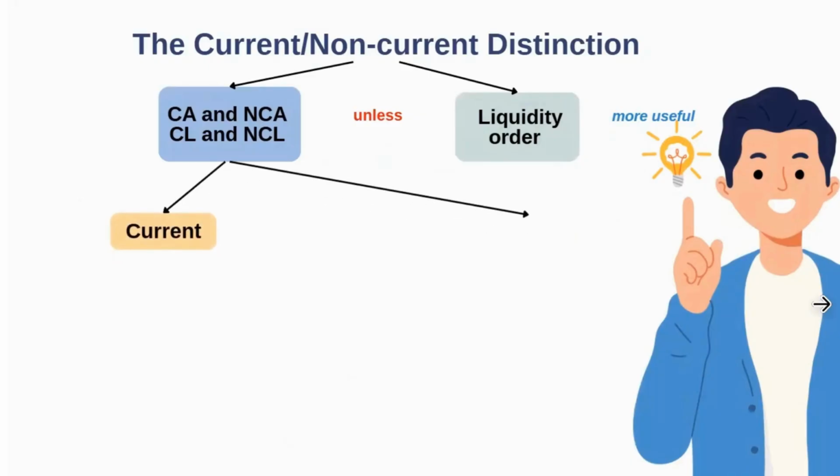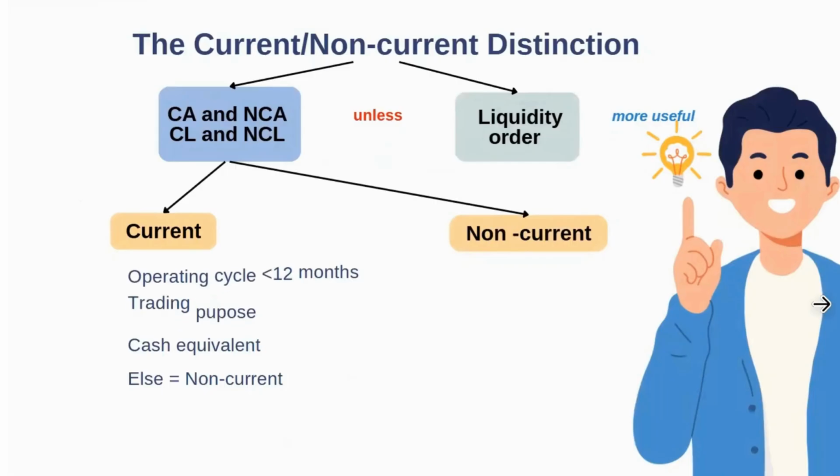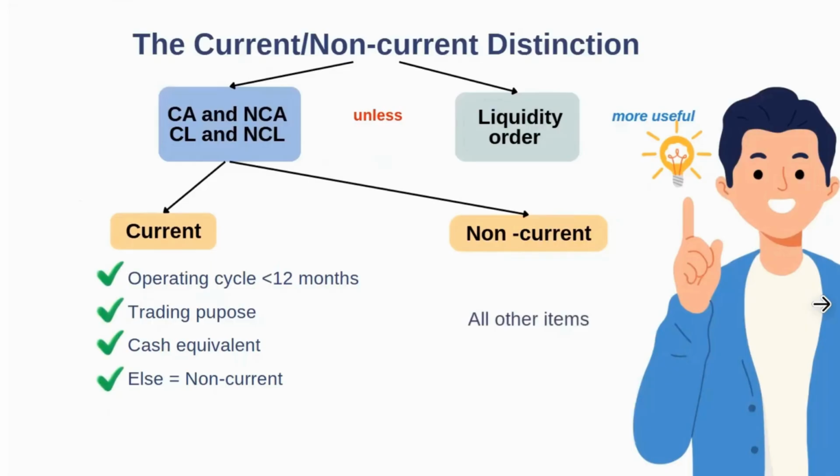All right, in current assets and liabilities, we need to include those with an operating cycle which is less than 12 months, which are for trading purposes, cash equivalents, and the rest should be included in non-current assets and liabilities, which are not stated here.